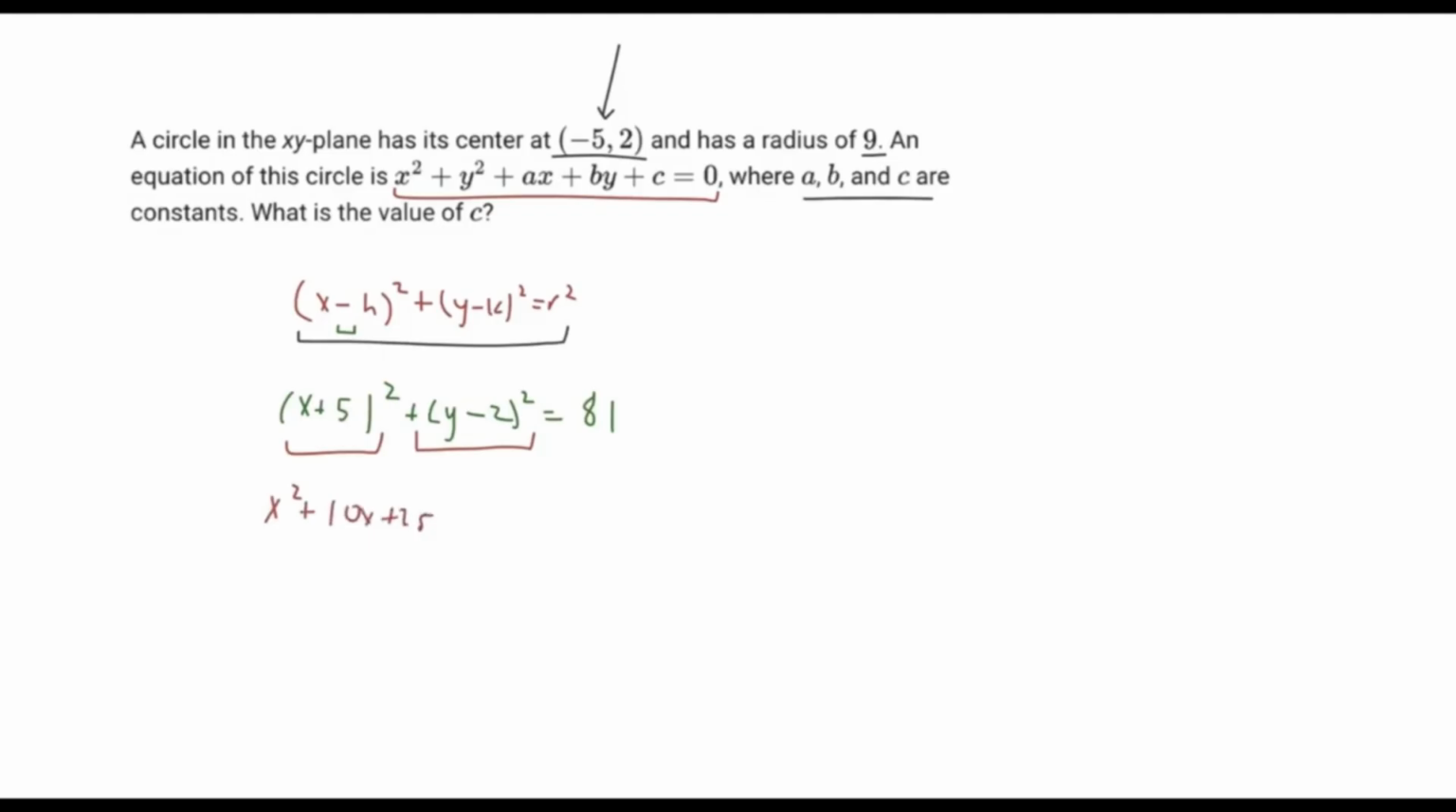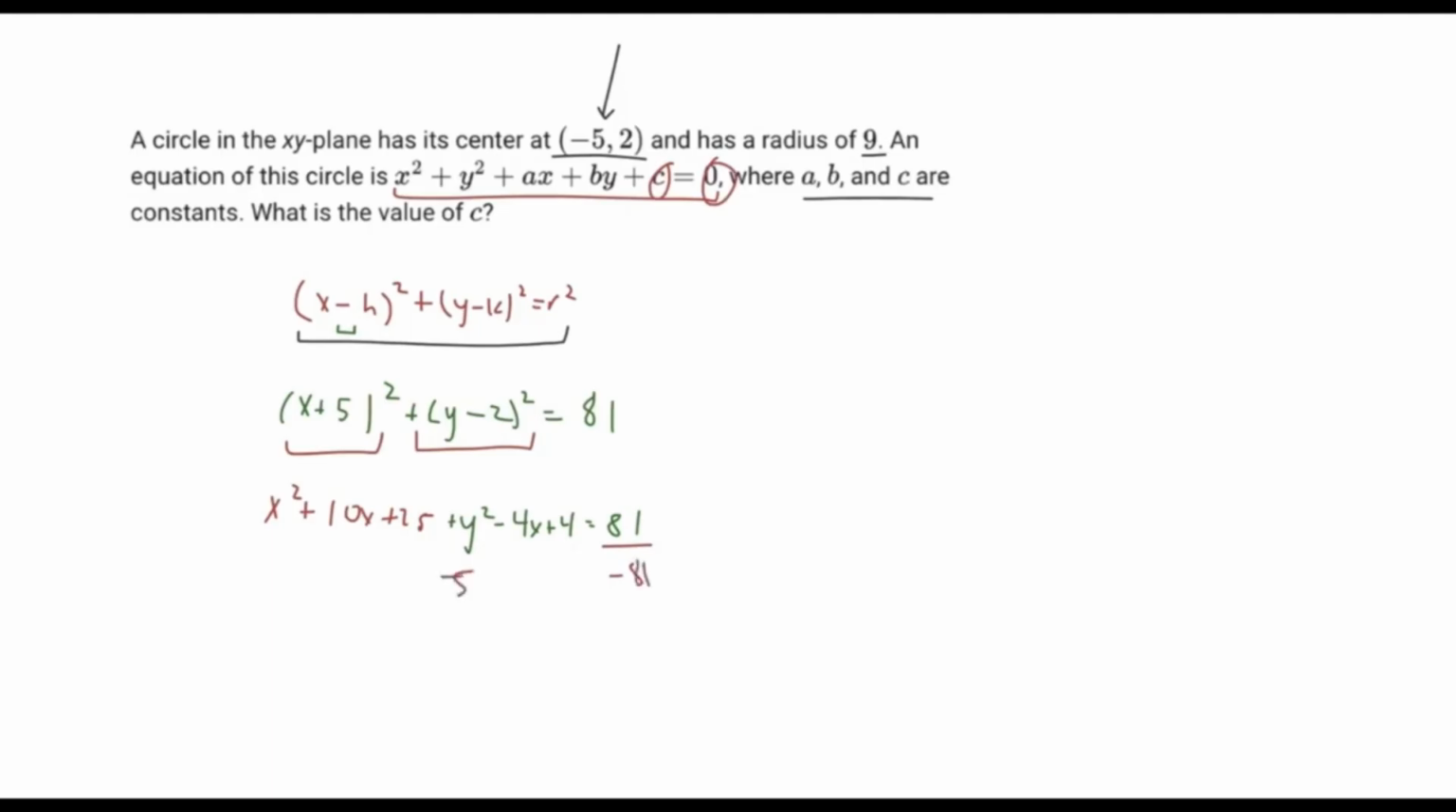Let me switch colors for the y minus 2 part. That is going to be plus y squared minus 4x plus positive 4 equals 81. And so what we're interested in seeing here is the c value, right? The c value is the constant and it doesn't have the x or x squared in front of it. And so because of that, we can actually determine what it is because on this side you can see it's 0. But on our side here is a value of 81. So what we need to do is subtract 81 on both sides.